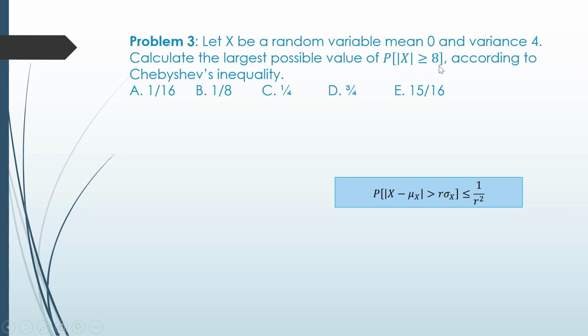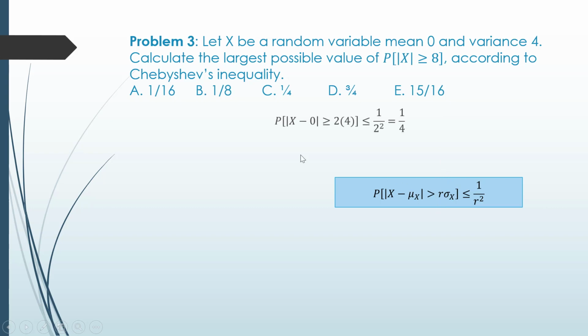So we compare one by one. This is the absolute value of x minus mu x, and mu x is 0. Sigma x is 4, but we want to have 8 here. So we have to use r equal to 2. So r is 2.